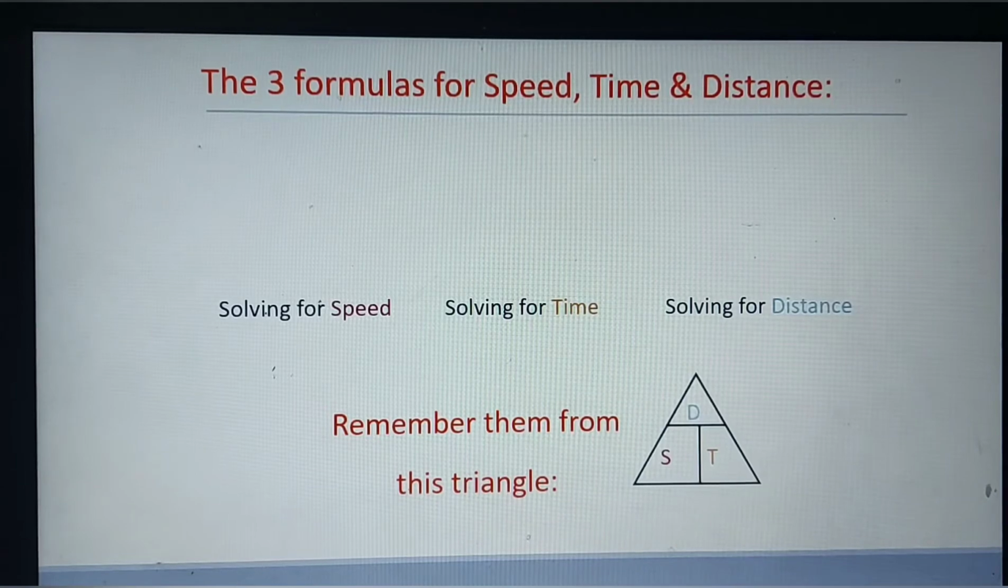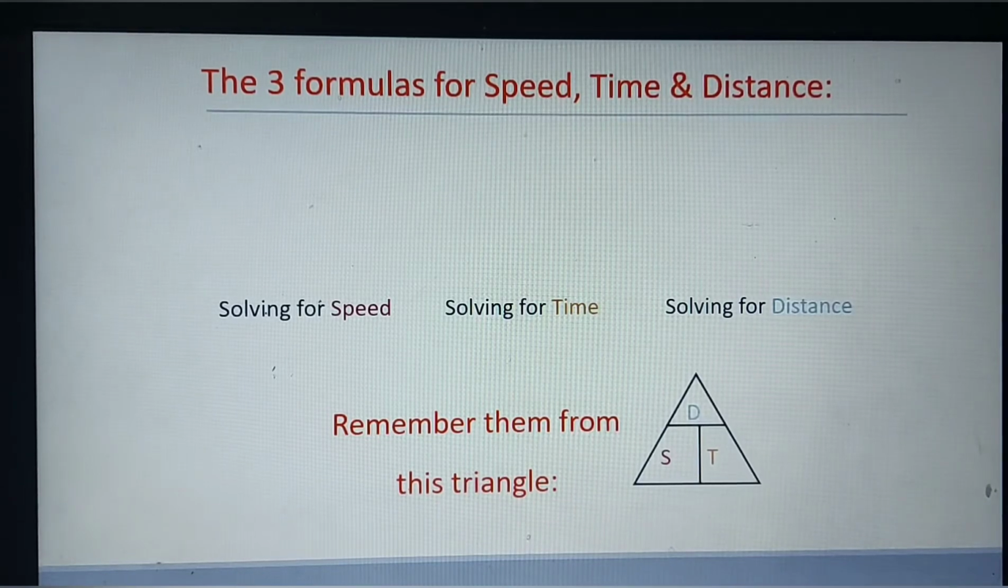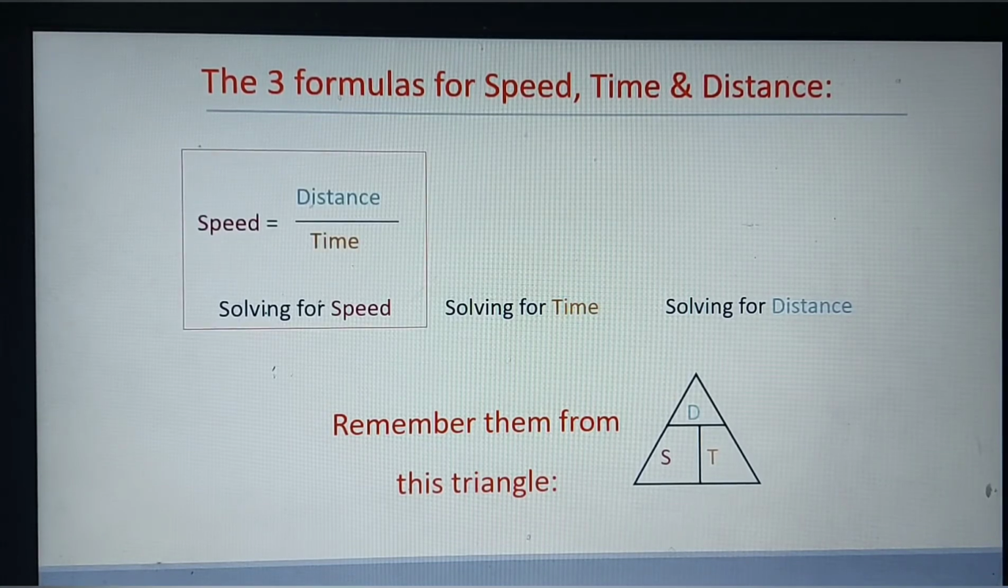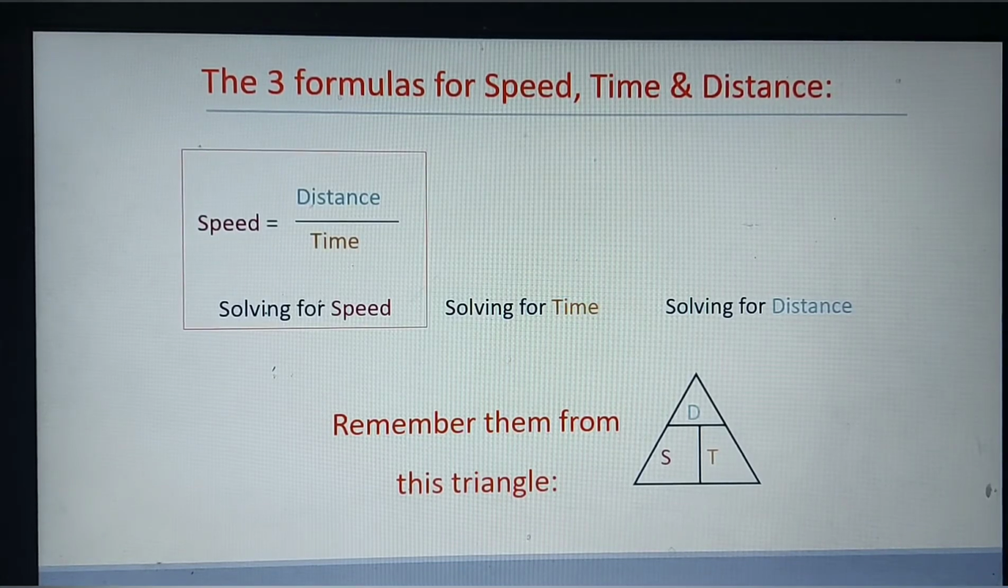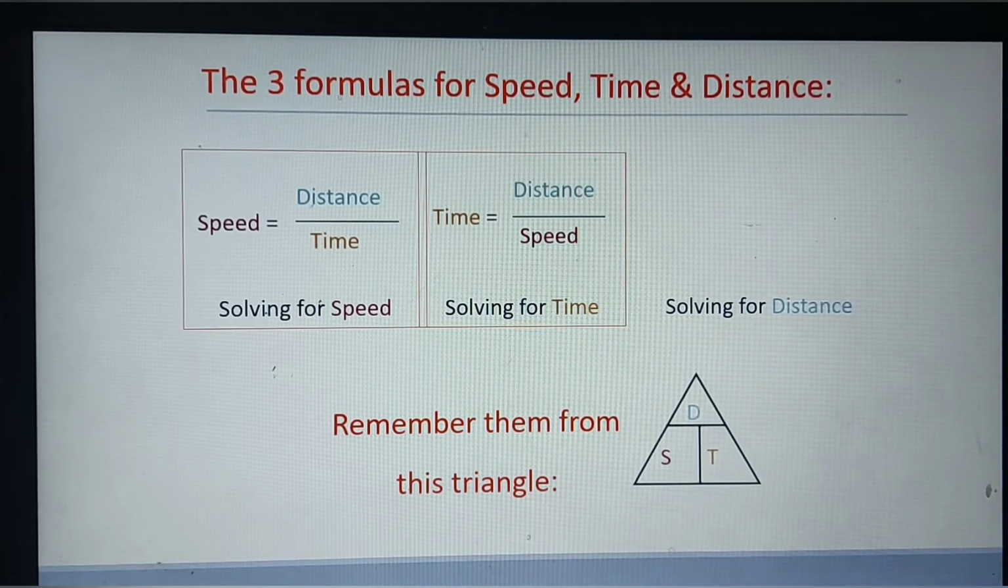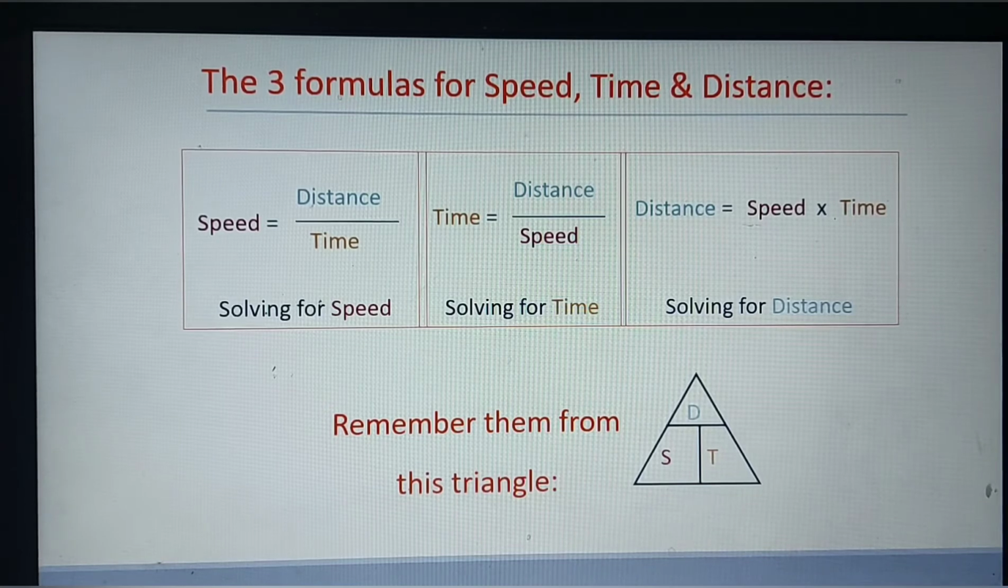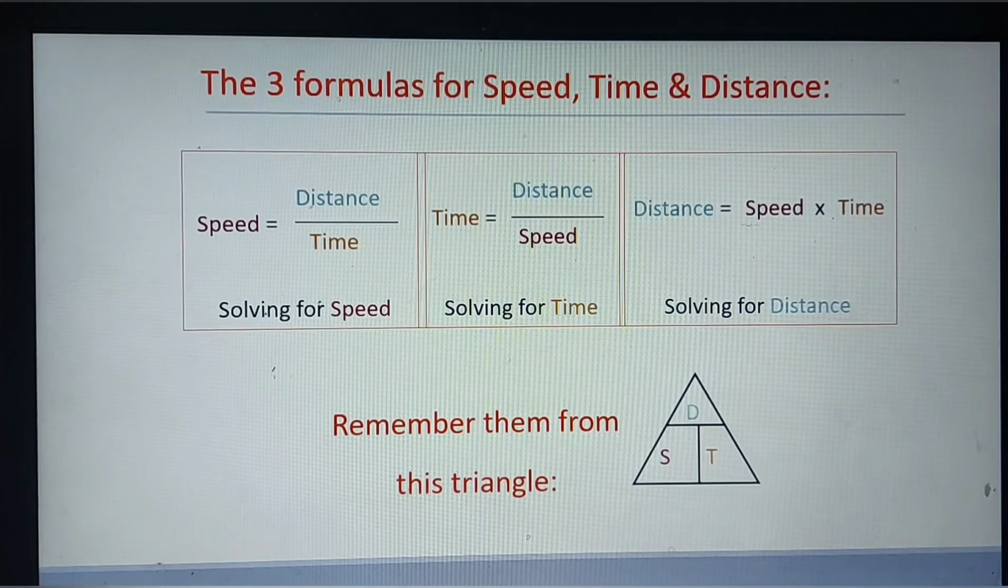I also need to remind you about the 3 formulas for speed, time, and distance. So you remember them from this triangle DST. When you're asked to solve for the speed, you do speed equals distance over time. When you're solving for time, you do time equals distance divided by speed. And when you're solving for distance, you do distance equals speed multiplied by time. So we're going to be making use of these formulas to solve questions in this lesson.